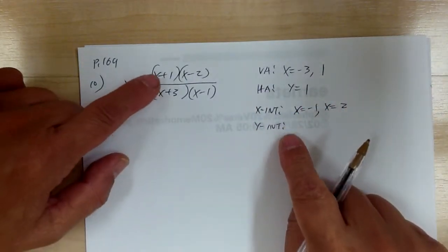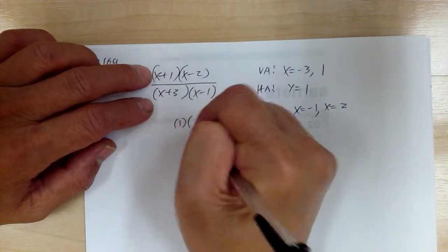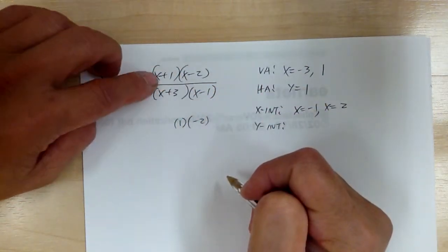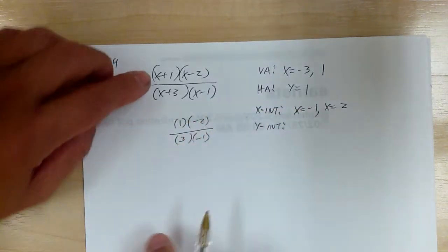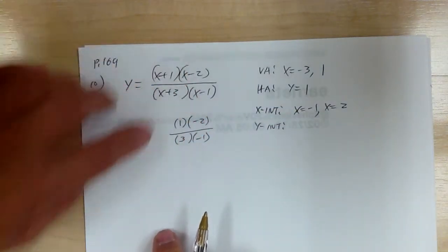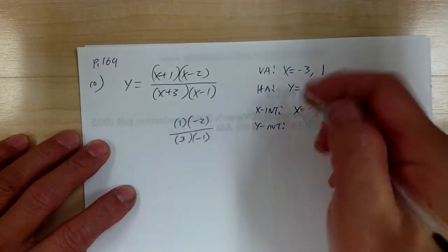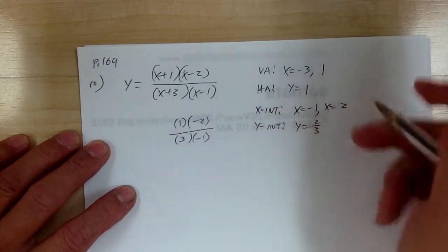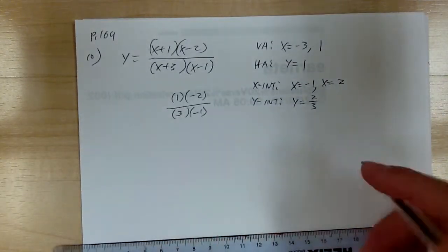The y-intercept is when you set x equal to 0. So when you set x equal to 0, you're going to get 1 times negative 2 over 3 times negative 1. Right? X is 0, so all these terms are gone. So from here, you're going to get y equal to 2 over 3. So you simplify that. Now you're going to go and sketch that.